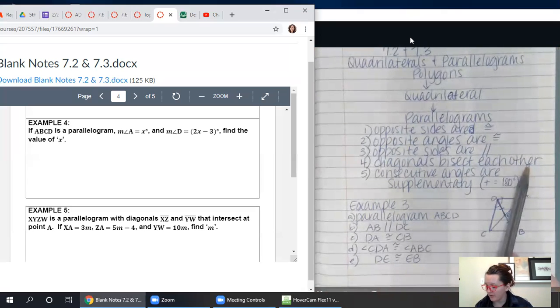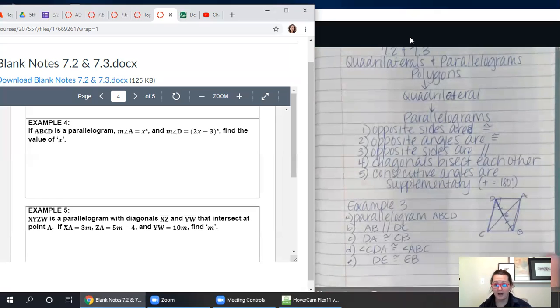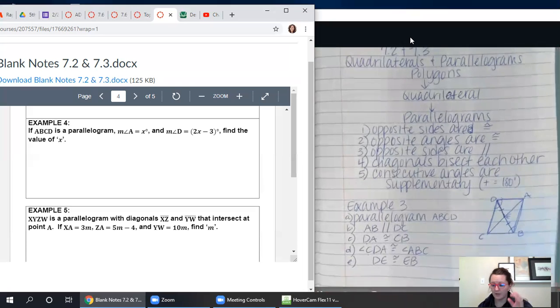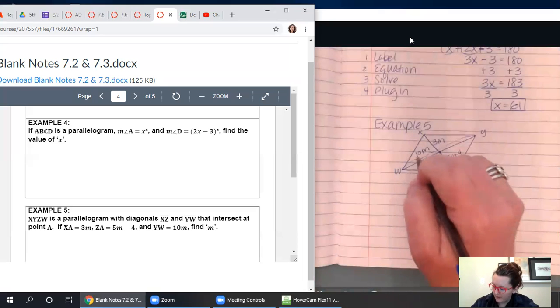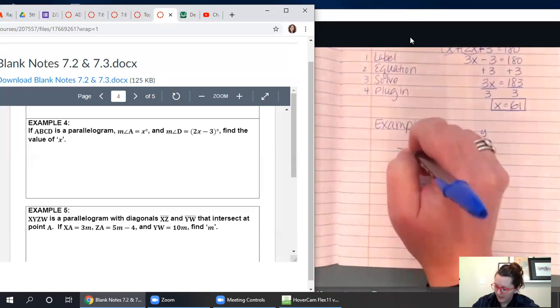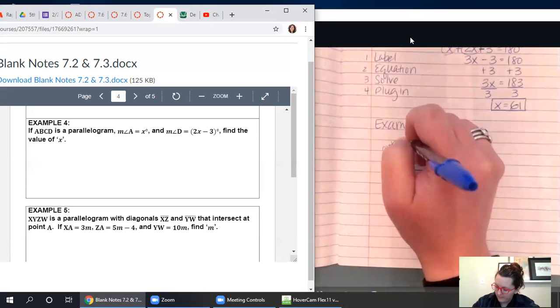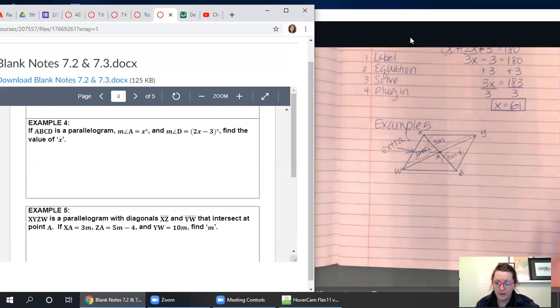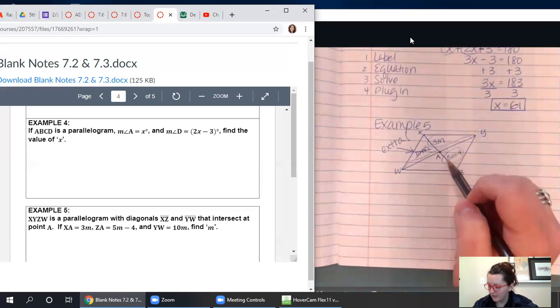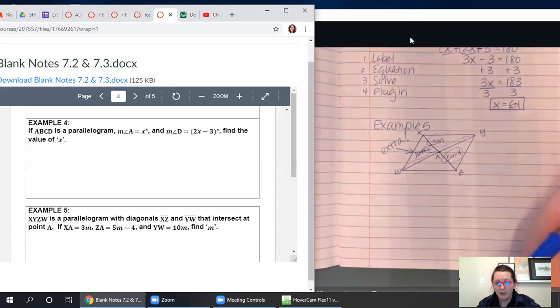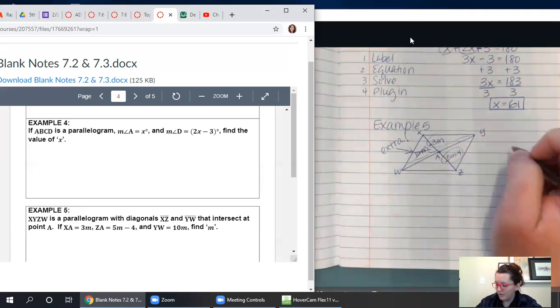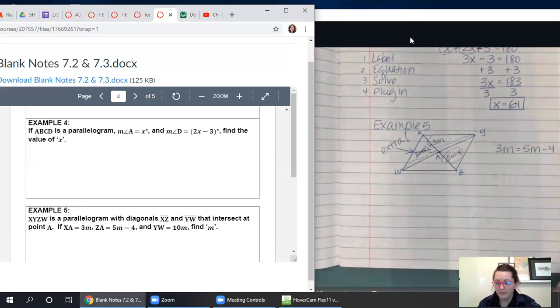Diagonals bisect each other. That means that my diagonals are cut in half, creating 2 equal segments, right? So if I look here, my diagonals bisect each other. This is extra information, right? That's extra. We don't need that. All we need are these 2. What do I know about those 2? If the diagonals bisect each other, that means that they are equal, right? 2 equal parts. So when I set up my equation, we labeled, now my equation is that they're equal to each other. 3m equals 5m minus 4, right?